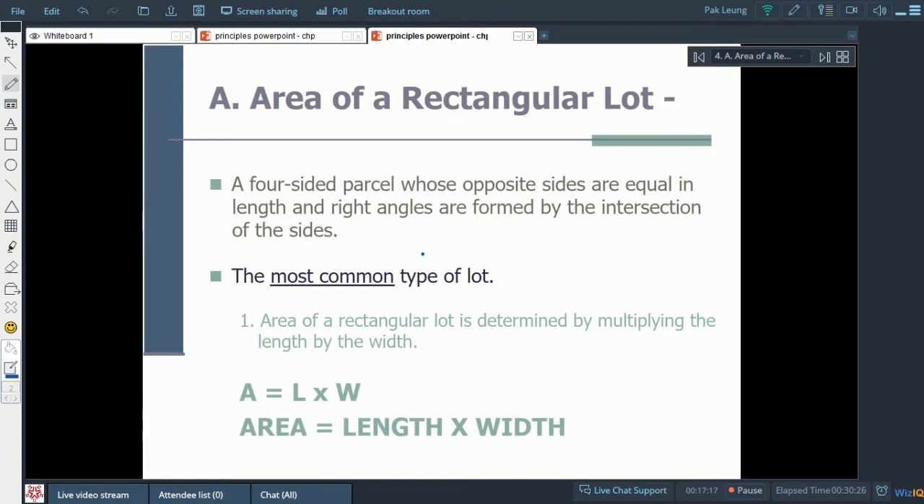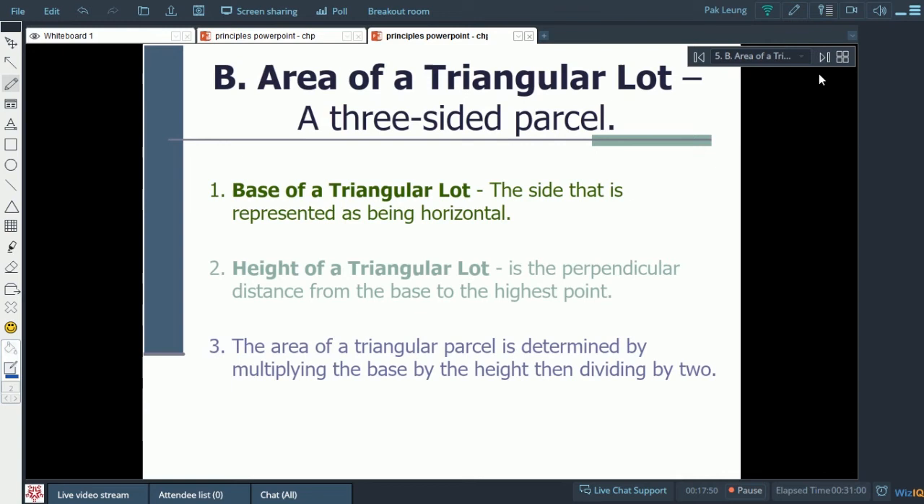Area of a rectangular lot. 长方形的地皮怎么去算. Sometimes on the test they will ask you what is the most common type of lot. 最普遍的地皮是什么形状的？长方形, rectangular, not square. So how do you calculate the area? It is length times width. 长度乘宽度, 你就有这个面值了.